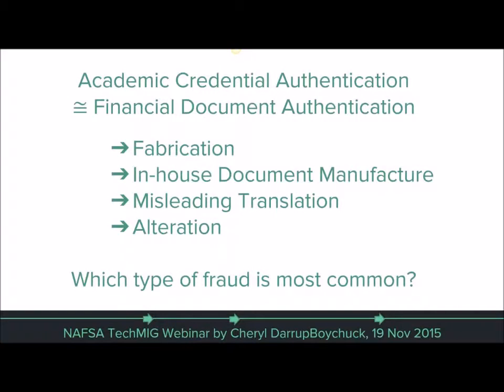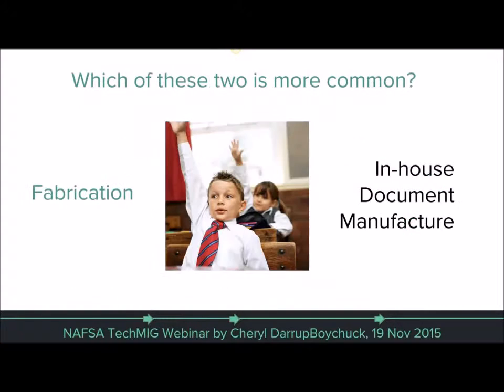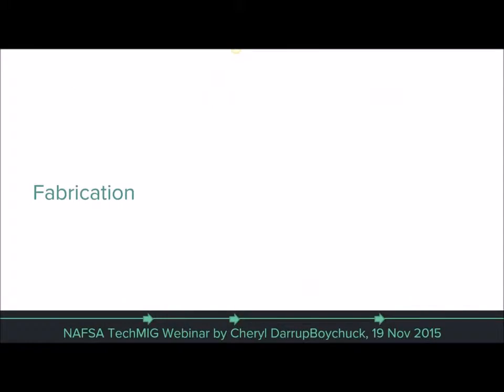And we won't tap into any of the GoToWebinar's technology here. Just think about, for example, we'll start with these two. So of these two, fabrication or in-house document manufacturer, which do you think is more popular? Fabrication, again, a completely fake financial or academic credential has been created, or that in-house document manufacturer. So in that case, fabrication wins.